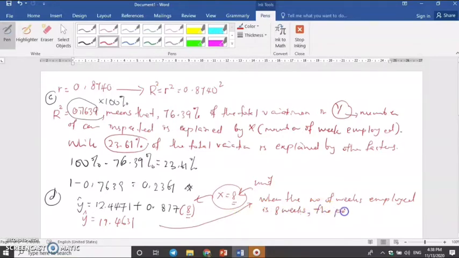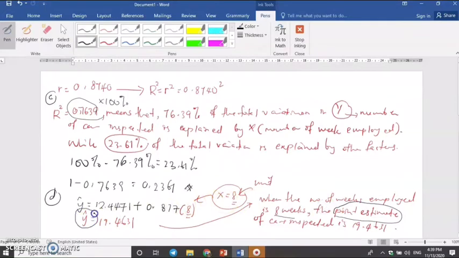So the point estimate of cars inspected is 19.4631. Okay, so in terms of this explanation, as you can see, when the number of weeks employed is 8 weeks, kita dah tahu the point estimate. So sebab apa saya cakap pasal point estimate? Sebab kita punya formula ada y hat kat sini. So dia adalah approximately. Approximately itu maksudnya menghampiri 19.4631. So you buat je dalam bentuk perpuluhan.